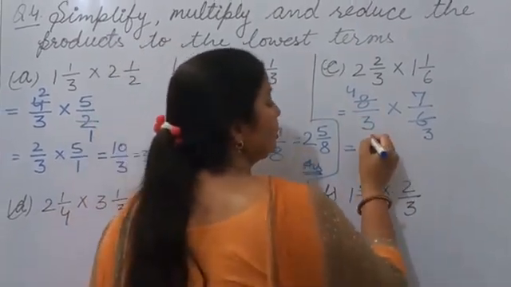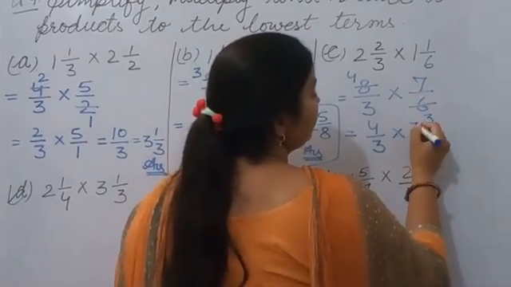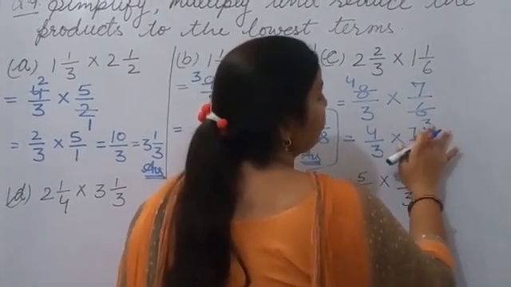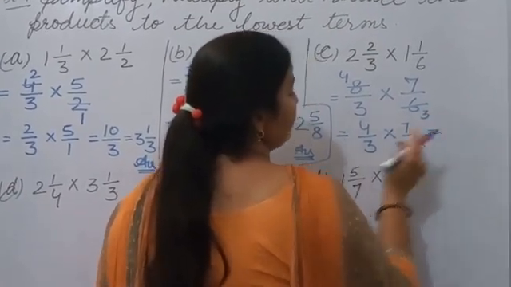Now 4 upon 3 multiply by 7 upon 3. Again we should multiply numerator by numerator and denominator by denominator.